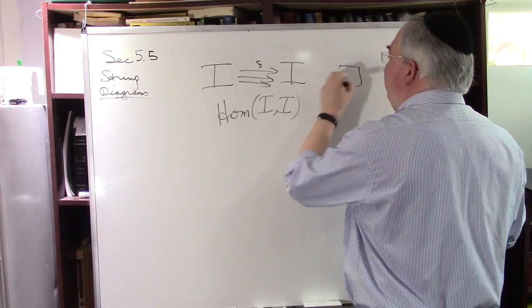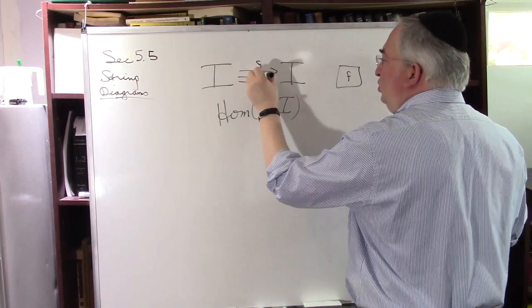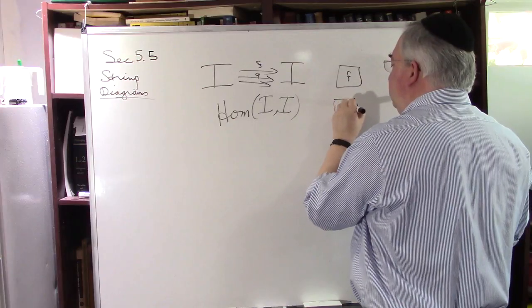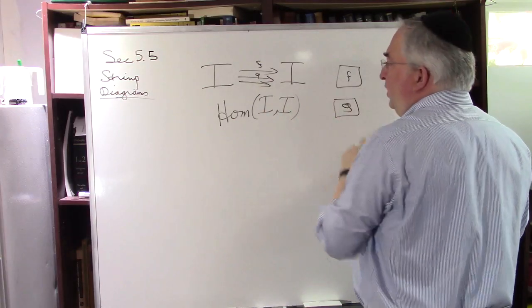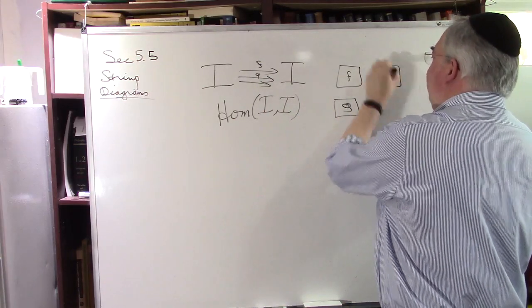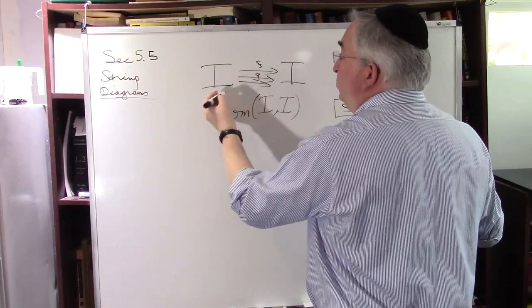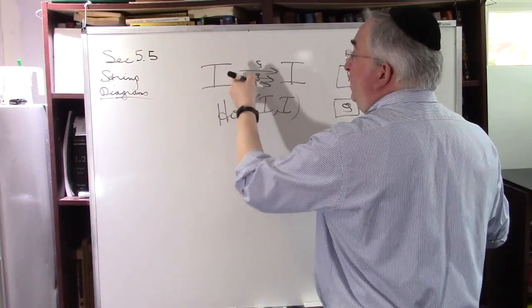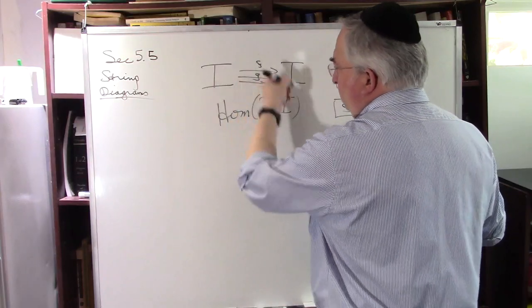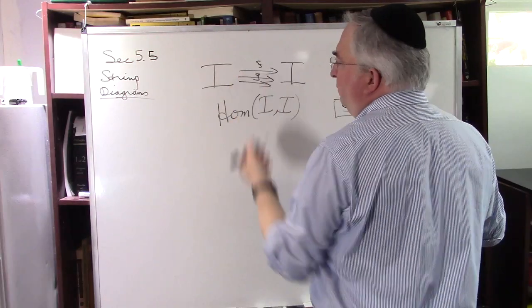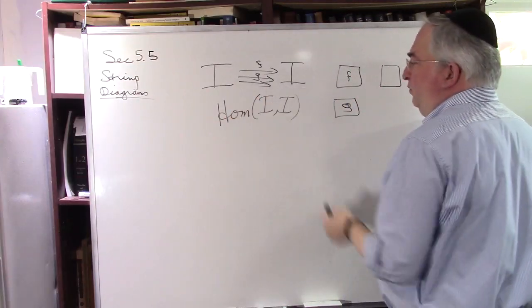So if this is F, this is the box. If this is G, this is the box. Okay, but there's no reason why I should draw it underneath. You might want to draw it one after the other, because you can compose them this way or this way. So this F can be composed with G, or G can be composed with F. There's no order in which they do it.